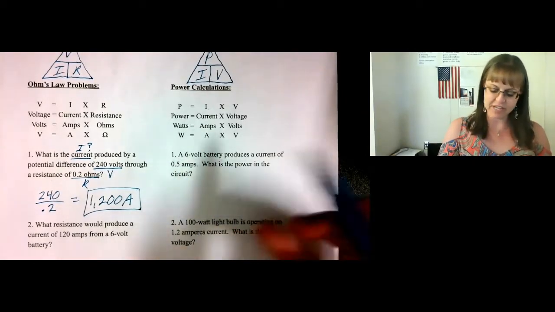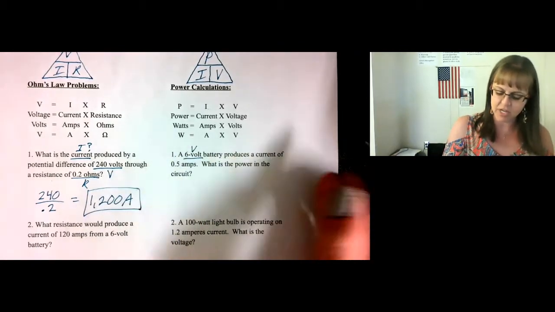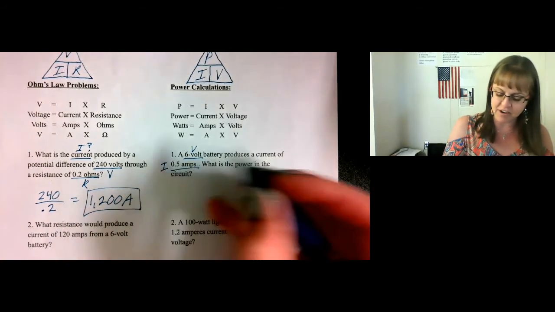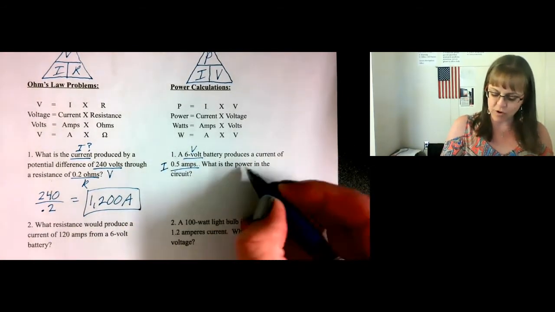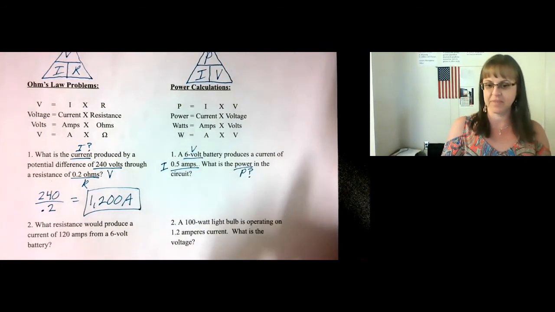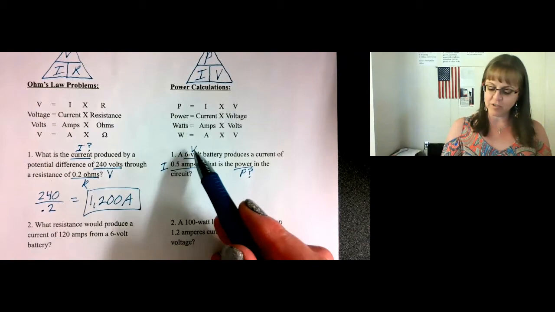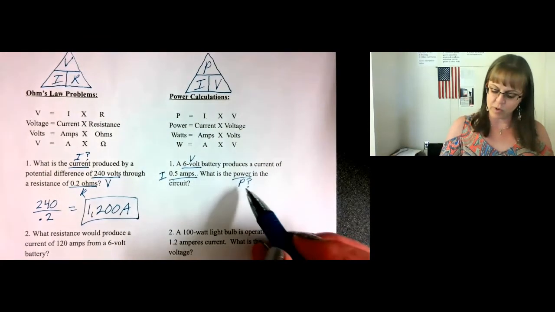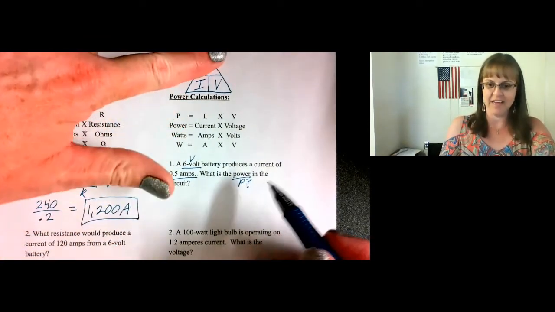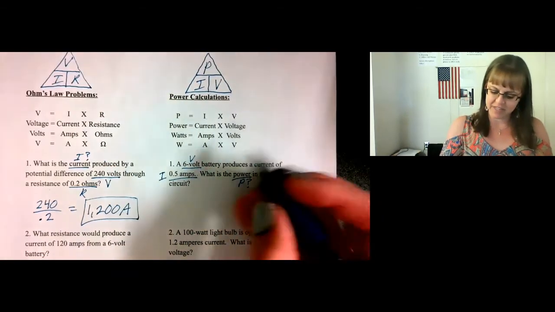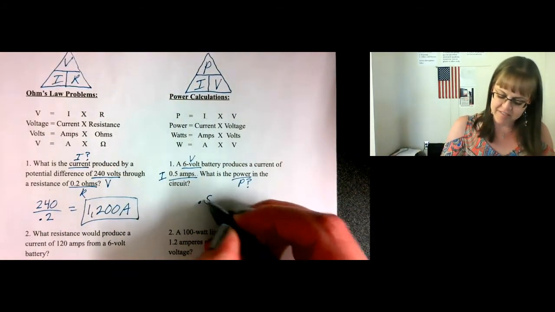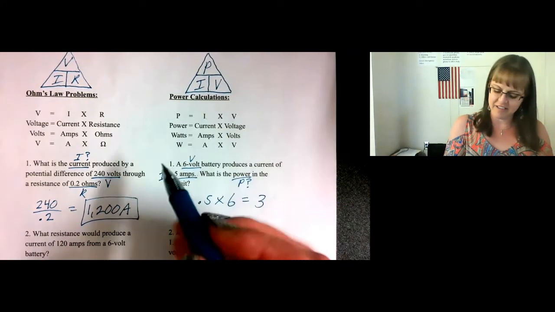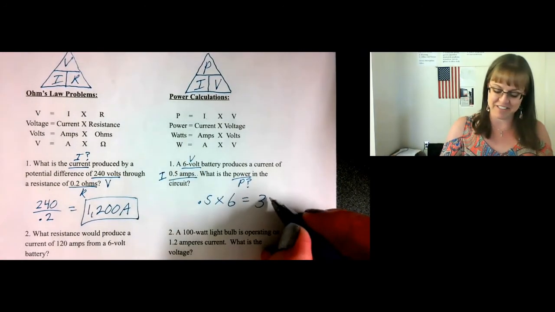Let's do this problem. A 6-volt battery, okay, voltage, V, produces a current of 0.5 amps. Current in amps is the letter I. And what is the power in the circuit? We want P. So the formula with voltage, current, and power. All right, we want power, cover that up, and it's I times V. So I, 0.5, times V, 6, and that gives you 3. But 3 what? Oh, 3 watts.